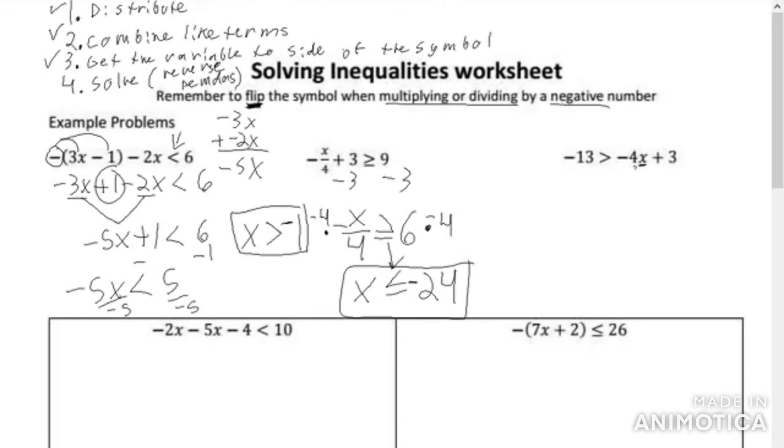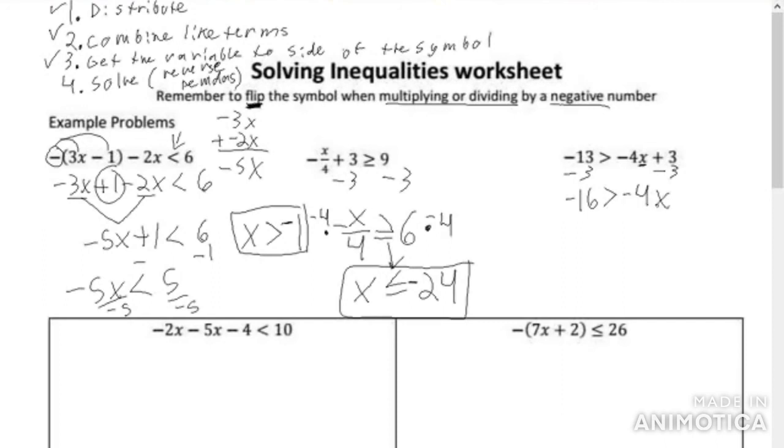Okay? So I need to first get rid of an addition or a subtraction. Right here I have negative 4x plus 3. I need to get rid of plus 3, and to do that I need to subtract 3 from both sides. Negative 13 minus 3 is going to give me negative 16 greater than negative 4x.